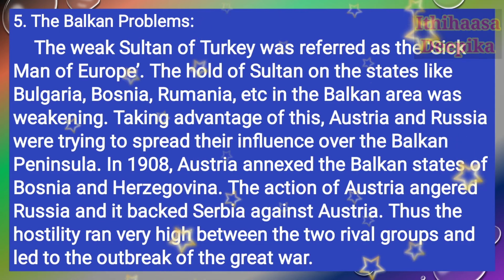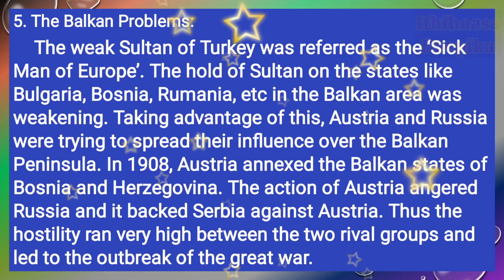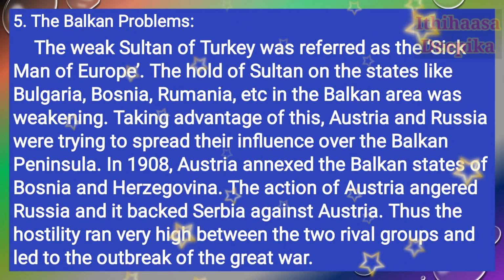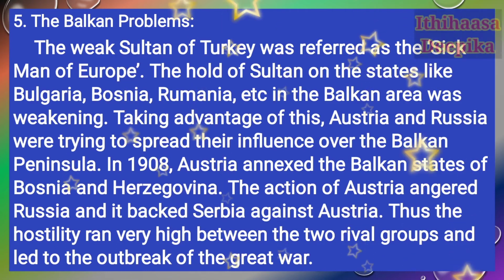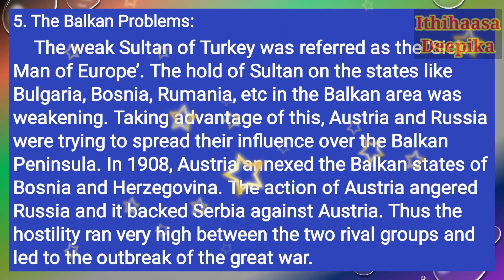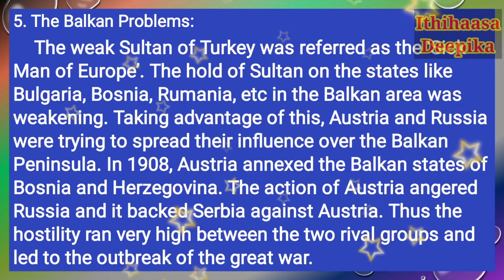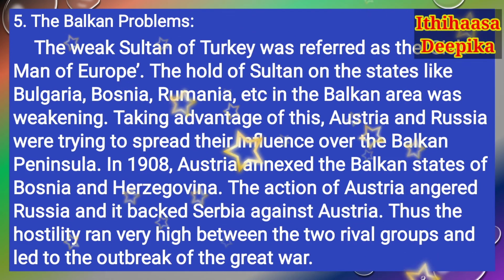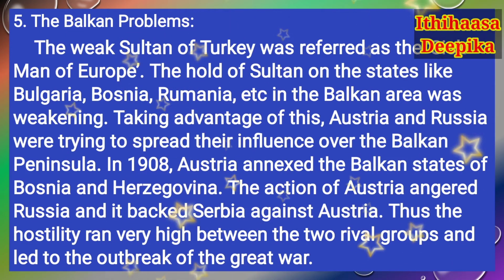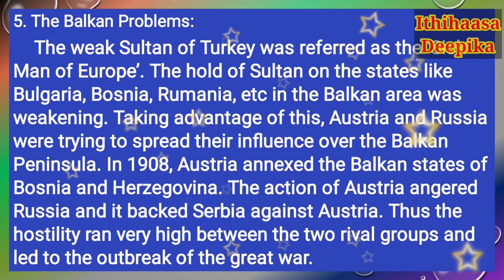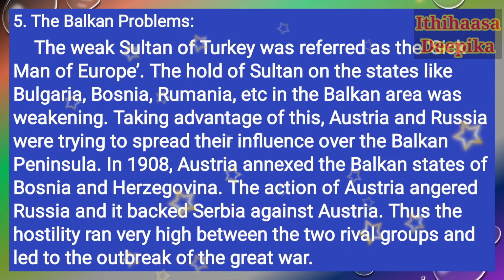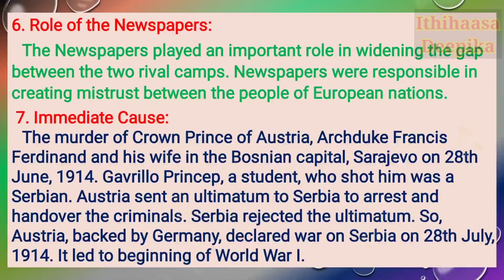Taking advantage of this, Austria and Russia were trying to spread their influence over the Balkan Peninsula. In 1908, Austria annexed the Balkan states of Bosnia and Herzegovina. The action of Austria angered Russia and it backed Serbia against Austria. Thus, the hostility ran very high between the two rival groups and led to the outbreak of the Great War.